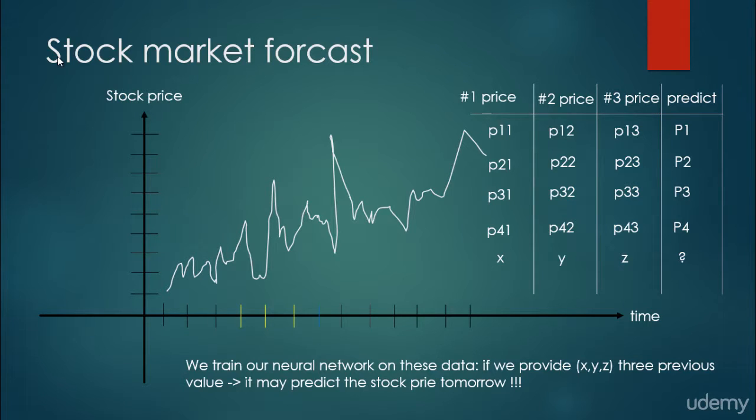So if we present three data, the price 1, the price 2, and the price 3, three different prices on given distinct days, then our trained neural network will be able to predict approximately, not 100% sure, but approximately, the stock price tomorrow. So we train our neural network on this data, and if we provide X, Y, Z, three previous values, it may predict the stock price tomorrow. So this is a very, very common technique in investment banks. Not in this situation, not just three prices, not in this manner, but the technique is the same.